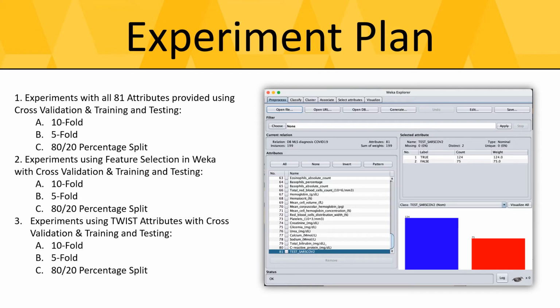In Experiment 1, we use all 81 attributes that were provided from the University of Milan that is comprised of all the data they collect in their patient portal when a patient is admitted. In Experiment 2, we use feature selection in Weka on the 81 attributes to get it down to only 14 attributes with high correlation. In Experiment 3, we manually extracted the attributes from the dataset that were published in the paper we acquired the dataset from.